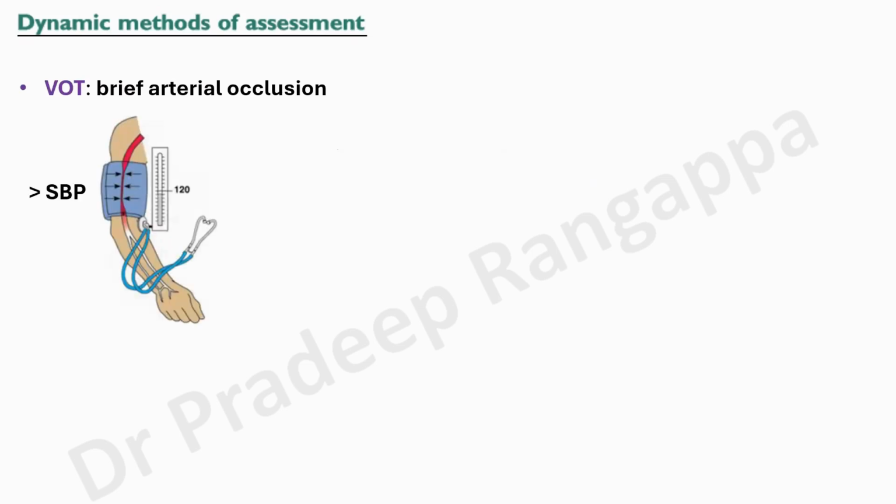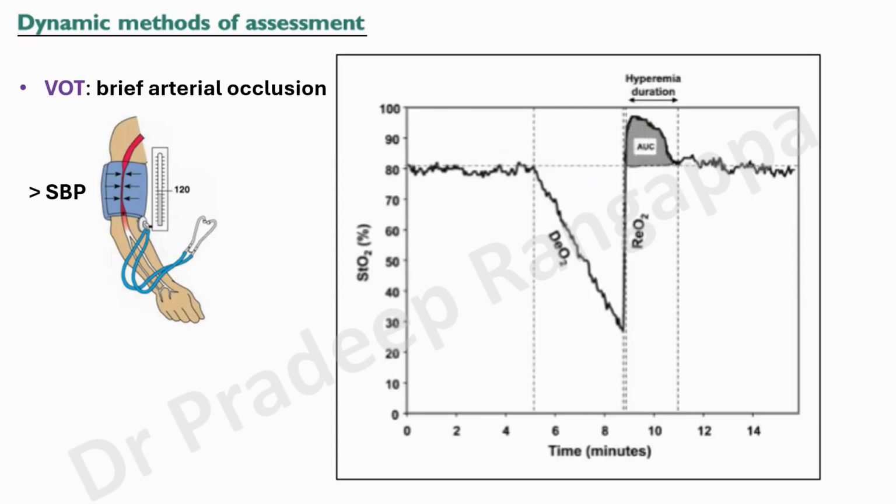Now let's look into what really impresses upon me, which is the dynamic method of assessment where we use a vascular occlusive technique. Very simple to understand this. It's a brief arterial occlusion. You put a blood pressure cuff and increase the pressure to more than systolic blood pressure, and after increasing to more than systolic blood pressure, you suddenly release.